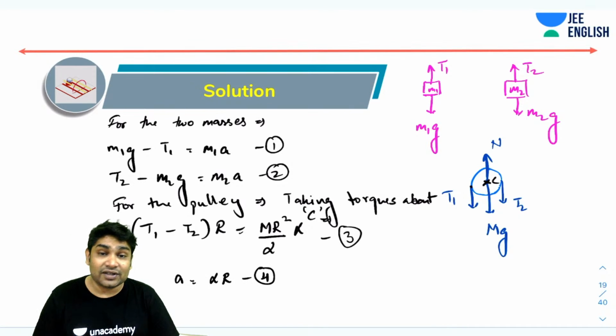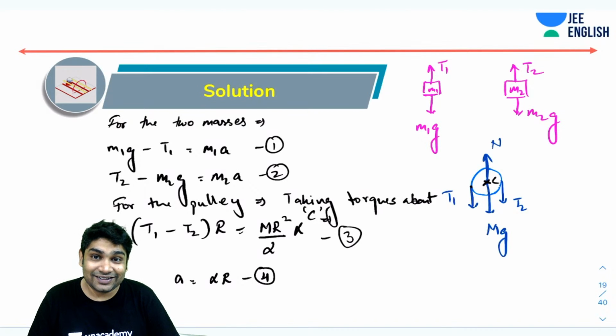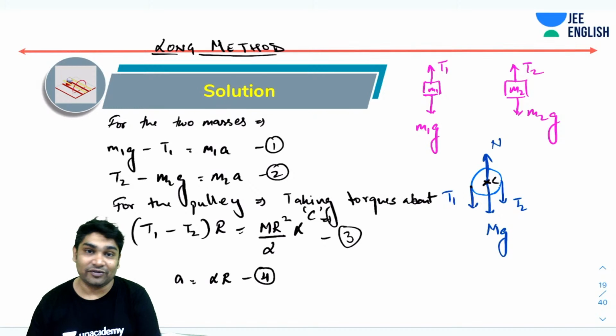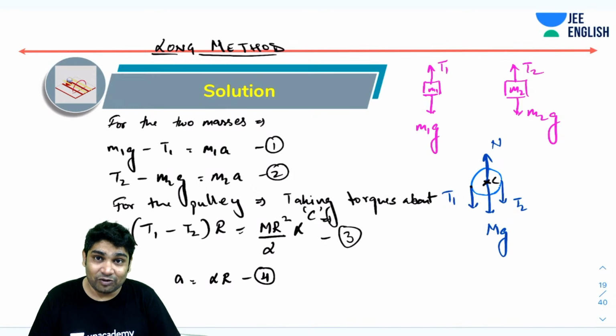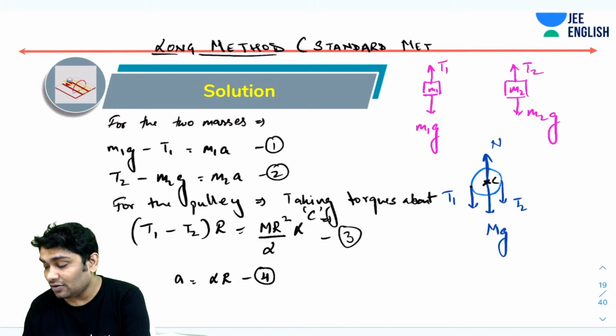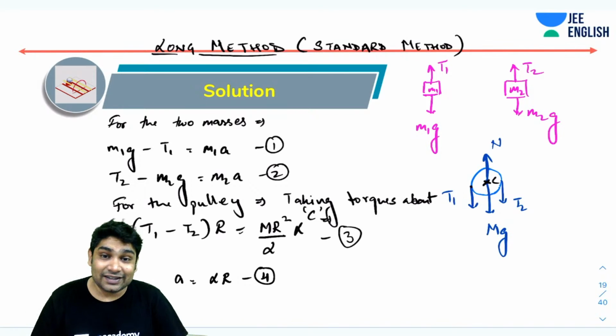Now you realize I have four equations and four unknowns. Now I can solve this. Again, solving these four equations would take a significant amount of time. So this is the long method, the long standard method. This is the way you will see this problem being solved anywhere that you refer to. Any standard textbook will show you this long method. Now I will show you an amazing shortcut with which you can get the answer in less than 30 seconds.